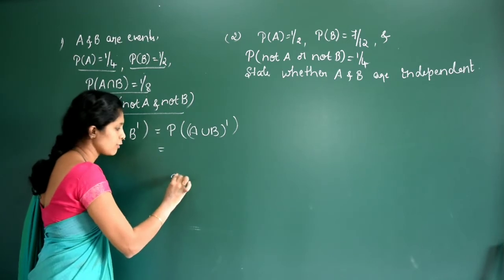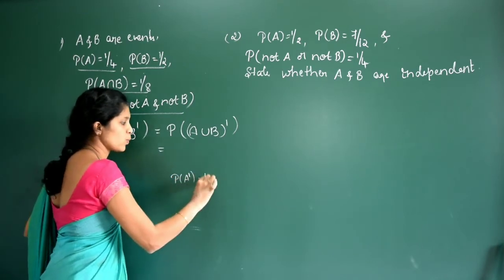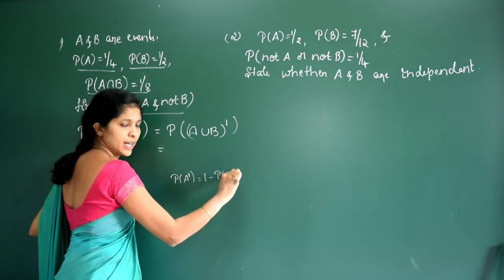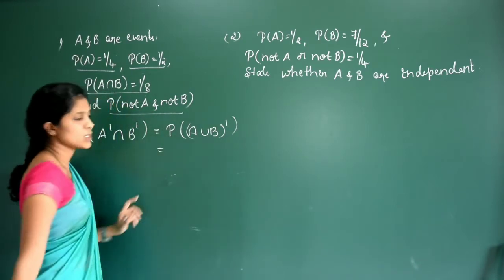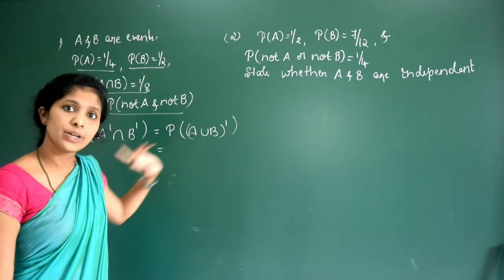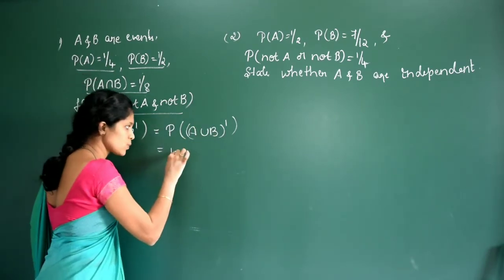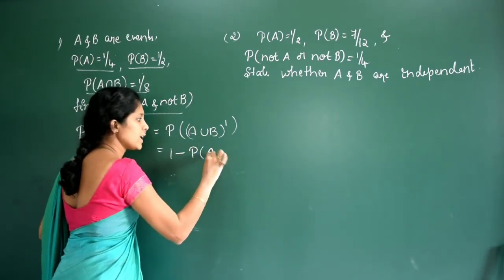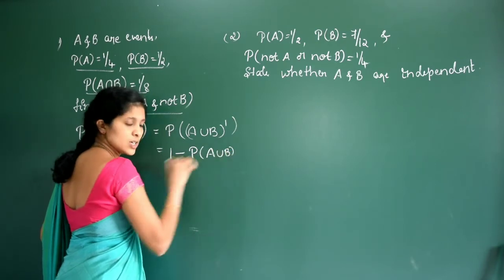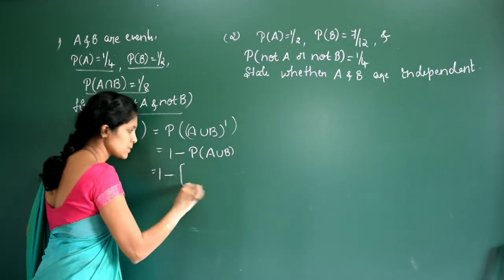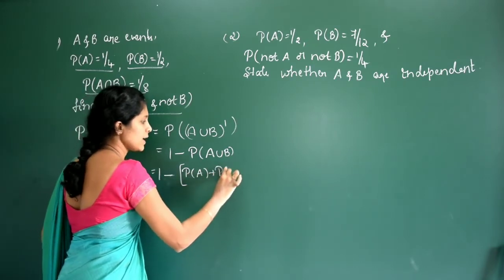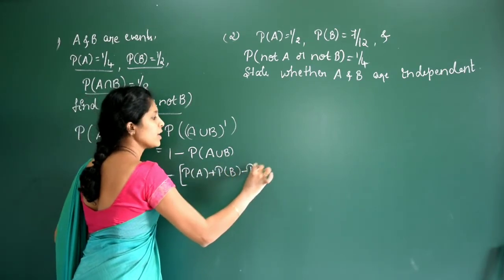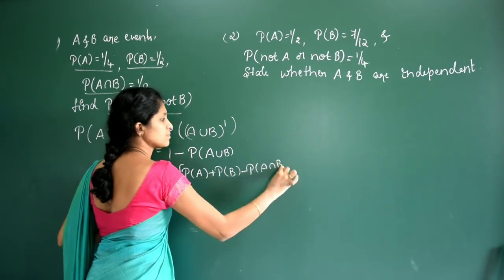You know that P of A dash can be written as 1 minus P of A. Right? P of A dash is equal to 1 minus P of A. In the place of A dash, we have (A union B) whole dash. So this one can be written as 1 minus P of A union B. So clear? So this is equal to 1 minus, what is P of A union B? P of A plus P of B minus P of A intersection B.